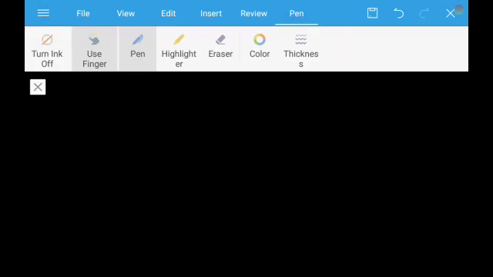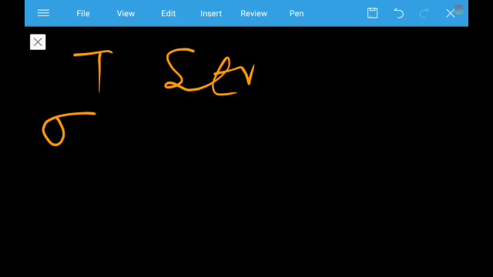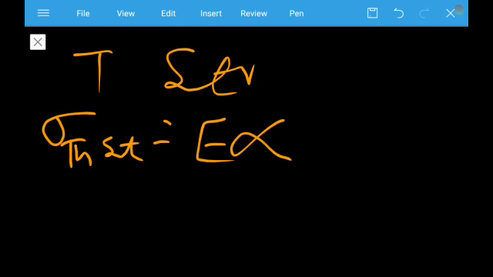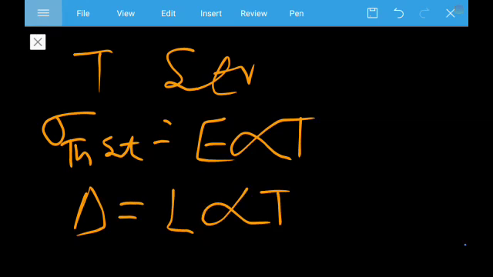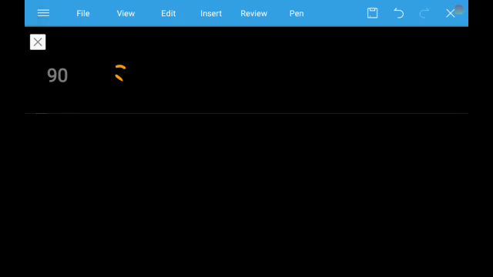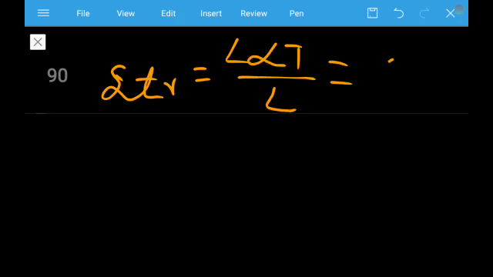Now thermal strain. Let's see, the thermal stress is given by E alpha T, deflection is L alpha T, and strain is L alpha T upon L, which is alpha T.